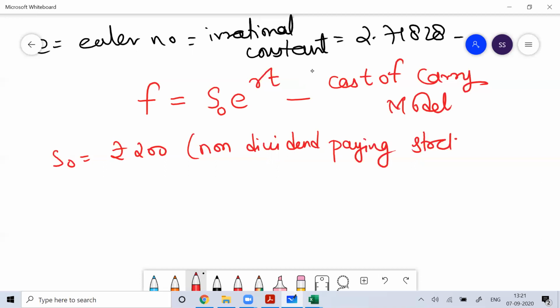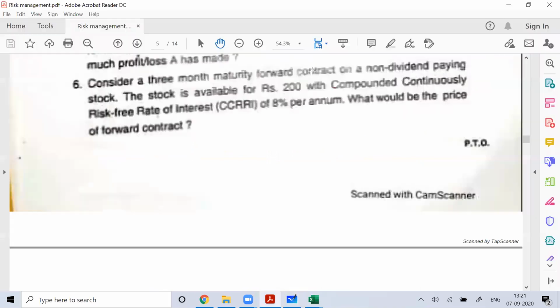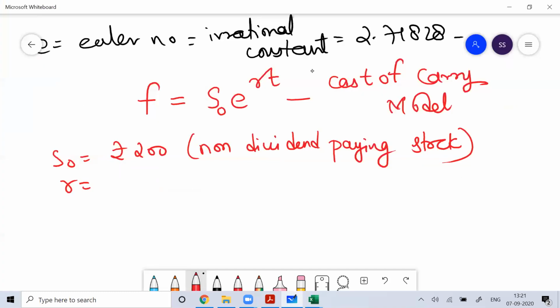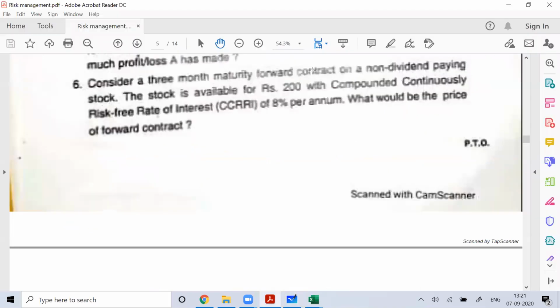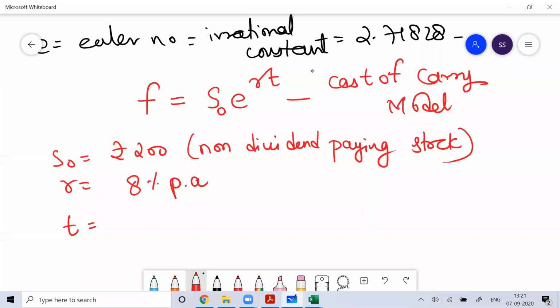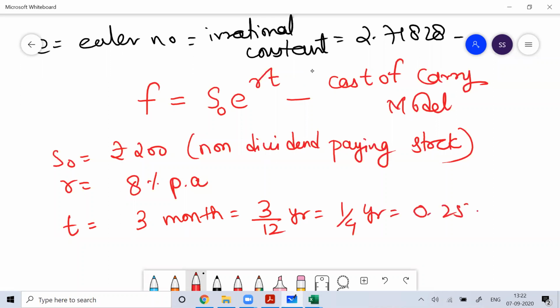Then E, you know E. Then R is given to you. The value of R is 8% per annum. And the time is given to you as 3 months. So 3 months, if I convert into years, that would be 3 by 12 year, or 1 by 4 year, or that is equal to 0.25 year.